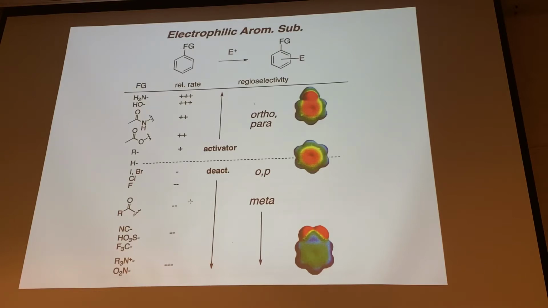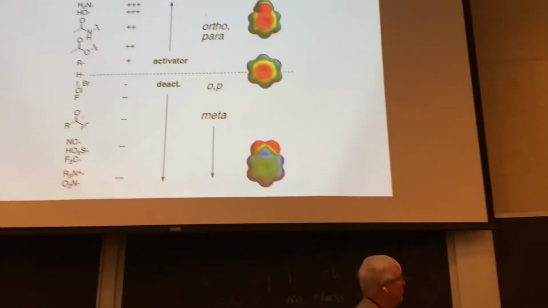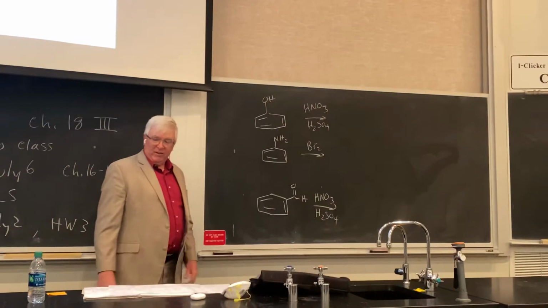They deactivate all positions on the ring, but they deactivate the meta position to a lesser extent. The ammonium cation and the nitro group are the strongest deactivators. With all these deactivators here, no Friedel-Crafts reactions can be done. The Friedel-Crafts electrophiles are the weakest electrophiles, carbocations and those complexes with Lewis acids to form the carbon-carbon bonds. Those do not occur if we have electron withdrawing groups. All right, here are some examples on the board that we can go through, keeping those things in mind.